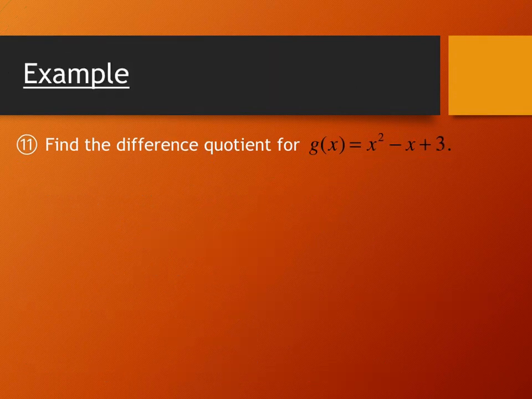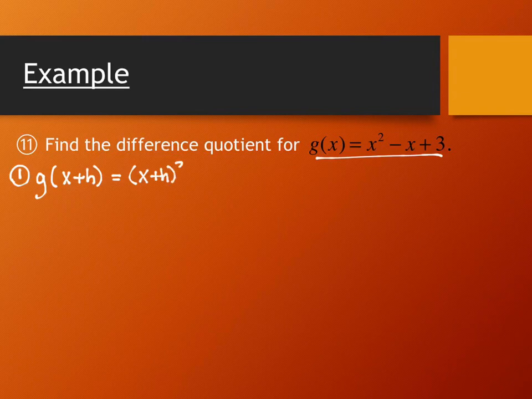All right, if you're tuning back in with us, we're doing our last example, number 11, which is the difference quotient, and I have a new function, g of x equals x squared minus x plus 3. So my first step is to calculate g of x plus h. So everywhere I have an x, I will replace it with x plus h. So at the beginning I have x squared, so now I have x plus h squared. And then I had minus x, so now I'll have minus x plus h. And then I have plus 3.